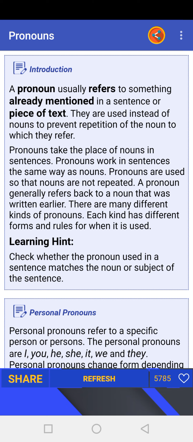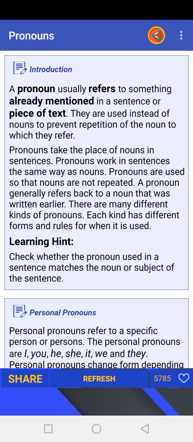So today's video is about pronouns. A pronoun usually refers to something already mentioned in a sentence or piece of text. They are used instead of nouns to prevent repetition of the noun to which they refer. So this is the main objective of using pronouns, to replace a noun in order to prevent repetition. Pronouns take the place of nouns in sentences.